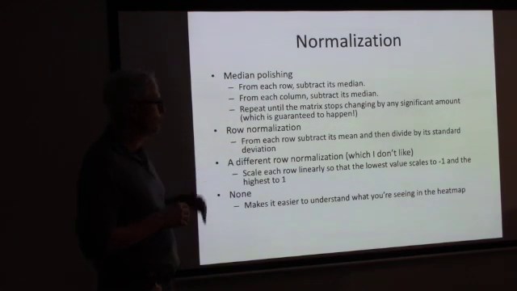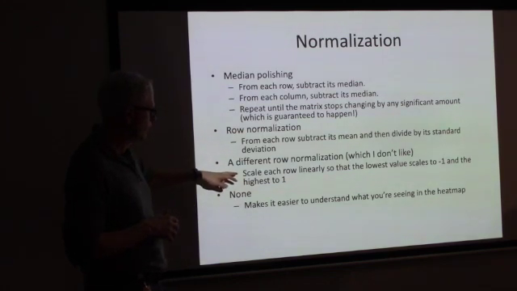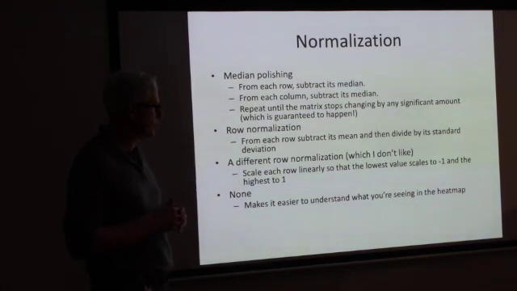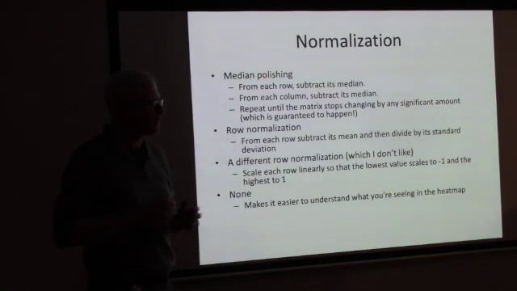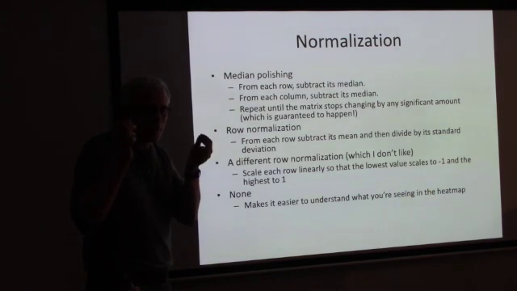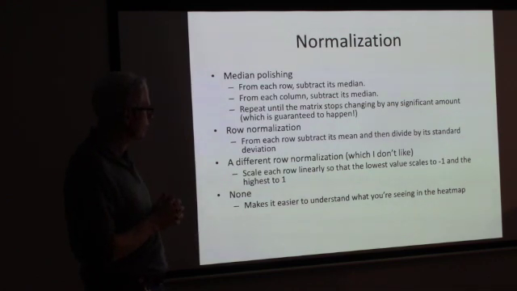So a typical thing to do is subtract the mean and divide by the standard deviation. That's another way. Another thing that some people do is they'll scale the row linearly so that the lowest value is at -1 and the highest value is 1. I don't like that because it gives too much weight to just one sample, whatever is the highest and the lowest. But you can do what you like.